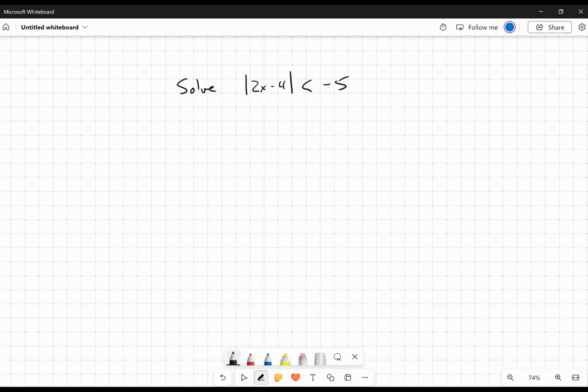Okay, hi everybody. So we're going to solve this inequality here, that the absolute value of 2x minus 4 is going to be less than negative 5. And what that means is on our number line, after you've picked a value for x, I'm going to multiply it by 2, subtract 4, take the absolute value. I am looking for that to be less than negative 5, so that the distance from the origin is going to be less than negative 5.